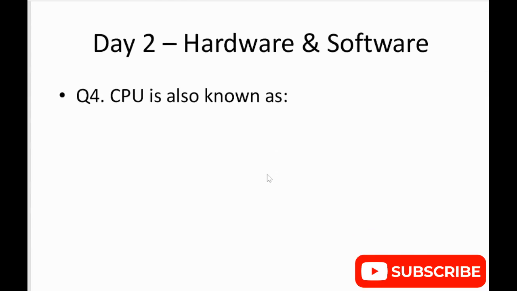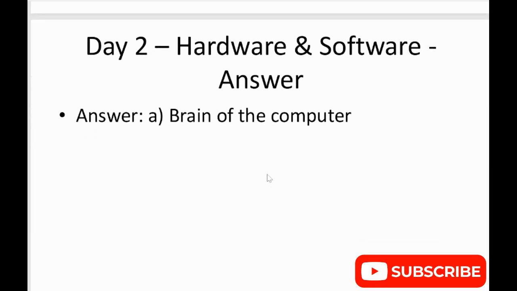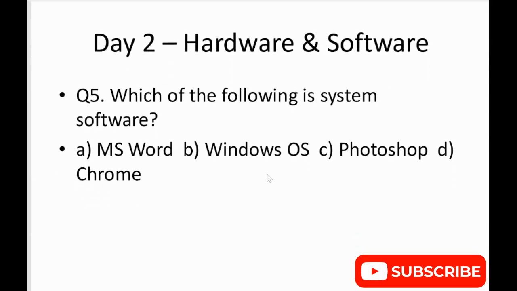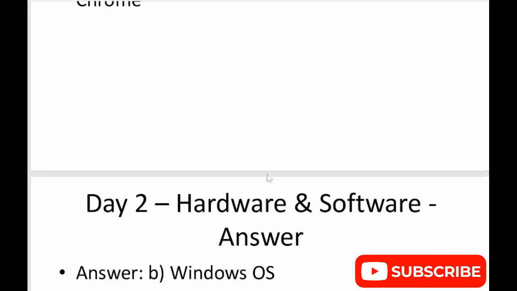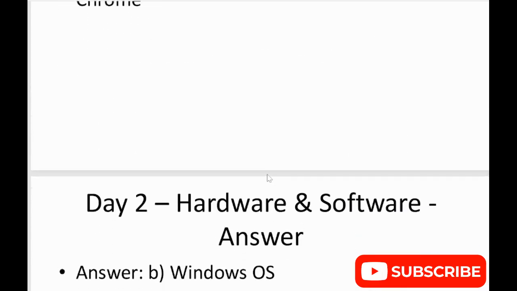Day two, it's the hardware and software which we discussed. So a question arises like, CPU is also known as. So as we are all aware, CPU is also known as the brain of the computer. Which of the following is system software? MS Word, Windows OS, Photoshop, or Chrome? So the answer will be Windows OS, Windows operating system. Okay, it is the system software.